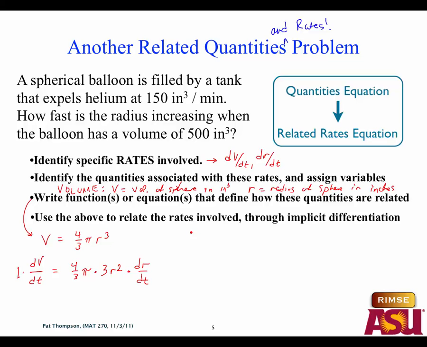Okay, related quantities, related rates. Related quantities, use implicit differentiation, get related rates. Once you have the related rates, then we can figure out whatever we need to figure out. What is it that they want? How fast is the radius increasing? What's the unknown then? What is it we're trying to find? This one now.